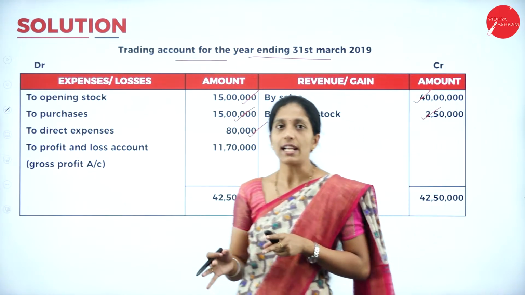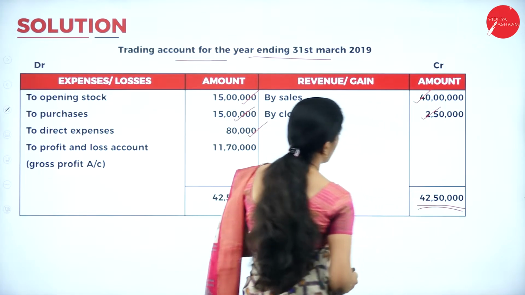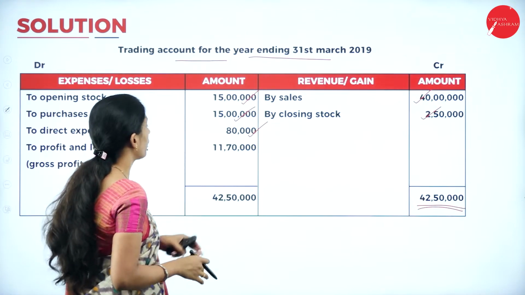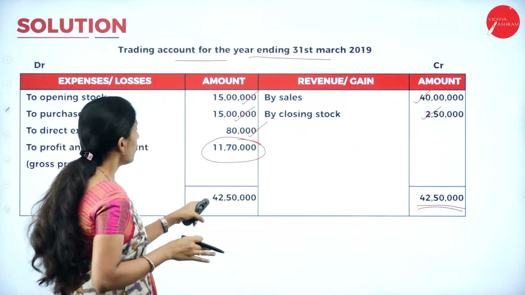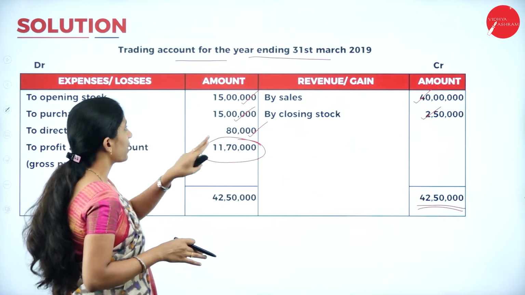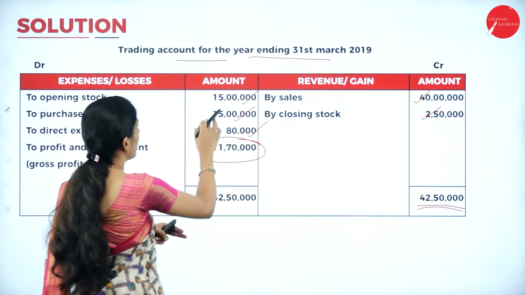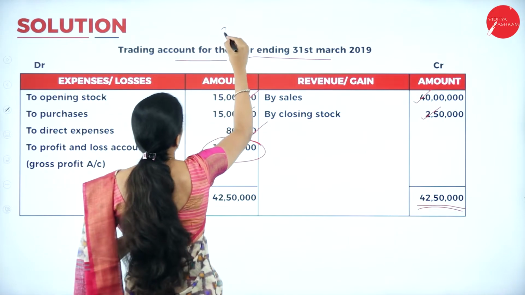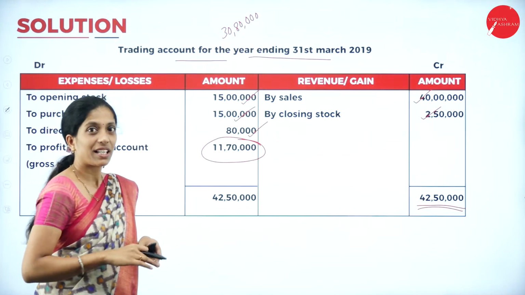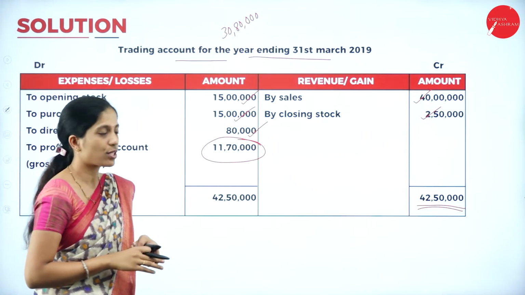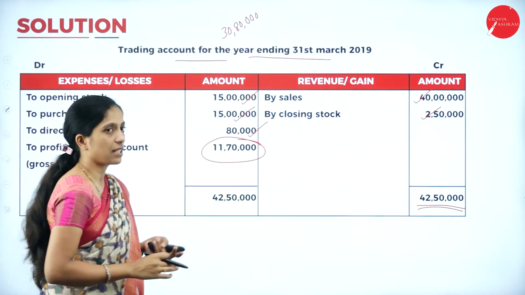Now balance both the sides. So if you total the credit side, it is 42,50,000. Whereas coming to the debit side, we need a balancing figure of 11,70,000. So how to balance this? 42,50,000 minus 15 lakh, minus 15 lakh and minus 80,000. So here what is the total? 15 plus 15, 30,80,000 is the total in the debit side. But in the credit side it is 42,50,000. So 42,50,000 is greater.